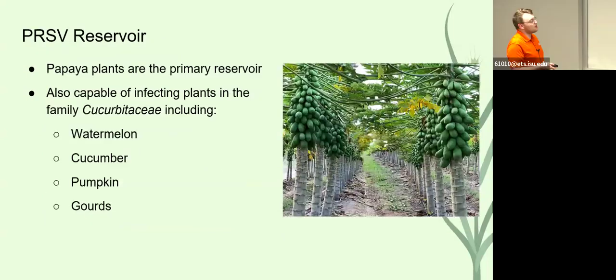So papaya plants are the primary reservoir, but it can infect anything in Cucurbitaceae. I probably pronounced that wrong. So watermelons and cucumbers, who knew they're related? That's kind of a fun trick. Vegetables are related to fruits. Who knew? Pumpkins and gourds can also be infected as well, but the big reservoir is papaya.